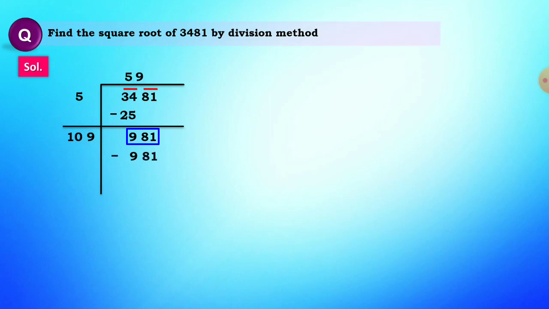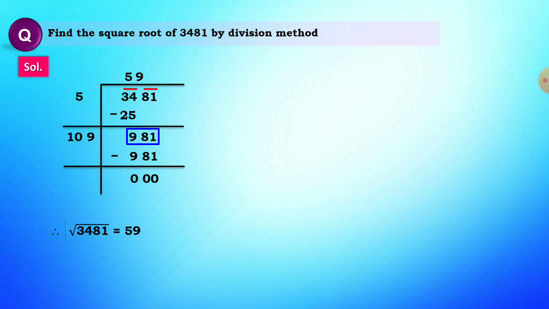And the next step is to subtract, and when we subtract, we get the answer as 0. And now since the remainder is 0, the quotient we got is the square root of the given number. So we write the final answer students, that is square root of 3481 is equal to 59.